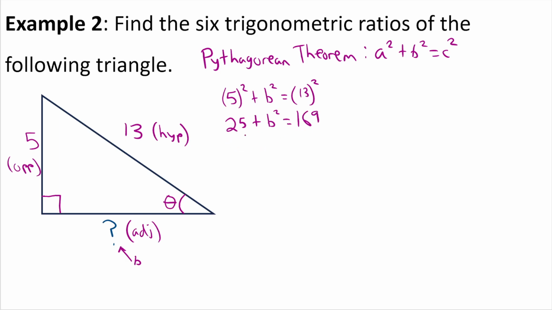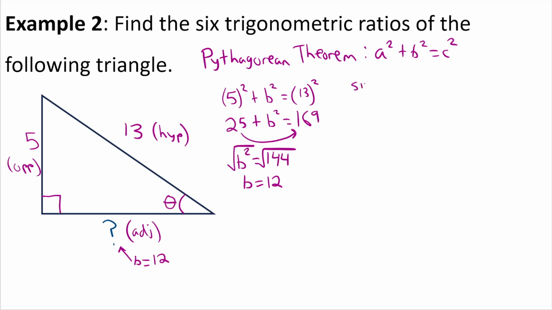Then to solve for b squared, I would move 25 over to the other side and make it negative. So it becomes b squared equals 169 minus 25, which is 144. And because it is b squared, I'll solve for b by taking the square root, and that gives me b equals 12. Now, using that 12, I can actually find all 6 trig ratios here.